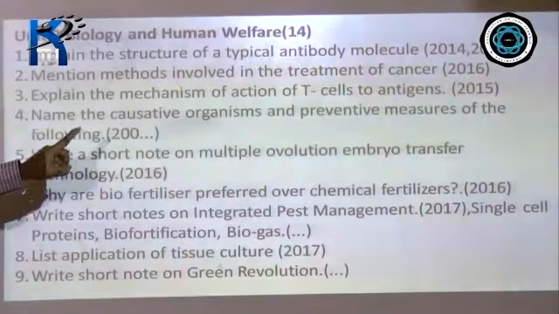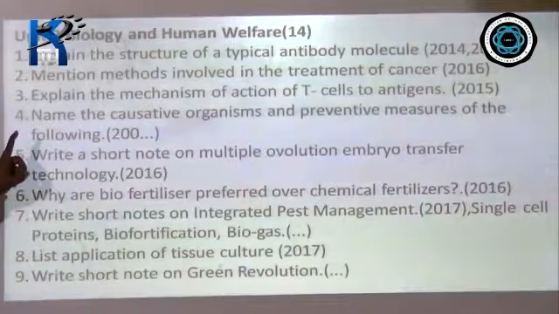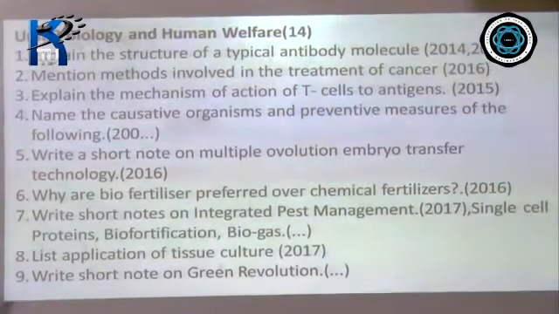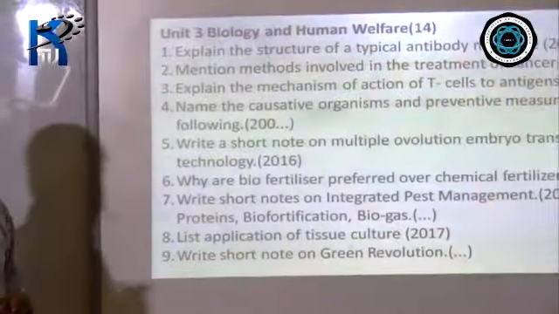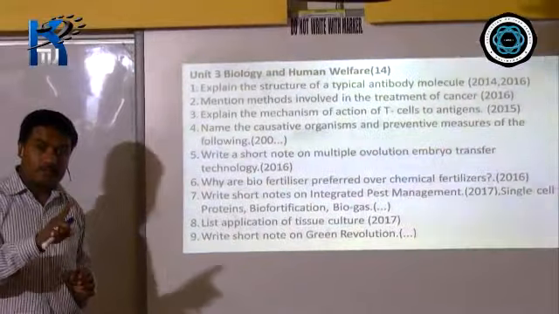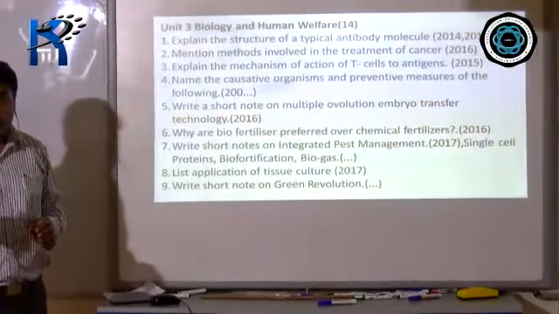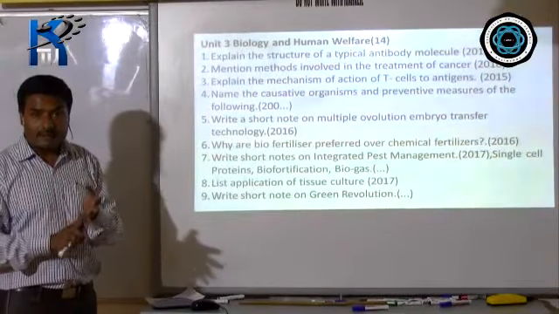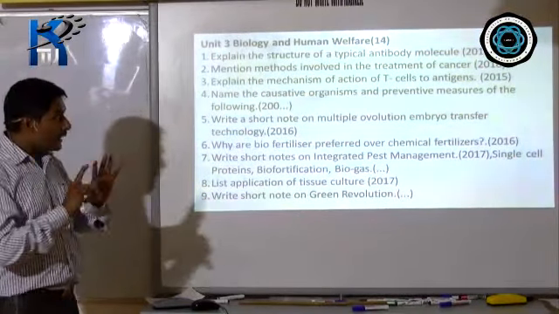Number 4, name the causative organism and preventive measures of the following. Causative organism means the scientific name. Suppose tuberculosis is there, Mycobacterium tuberculosis. Suppose dysentery is there, Entamoeba histolytica, that is the causative organism. Don't simply write only bacteria, virus and all. You have to clearly write whether it is caused by a virus, protozoa, or bacteria, and the name of the virus, bacteria, or protozoa. You have to clearly mention that.